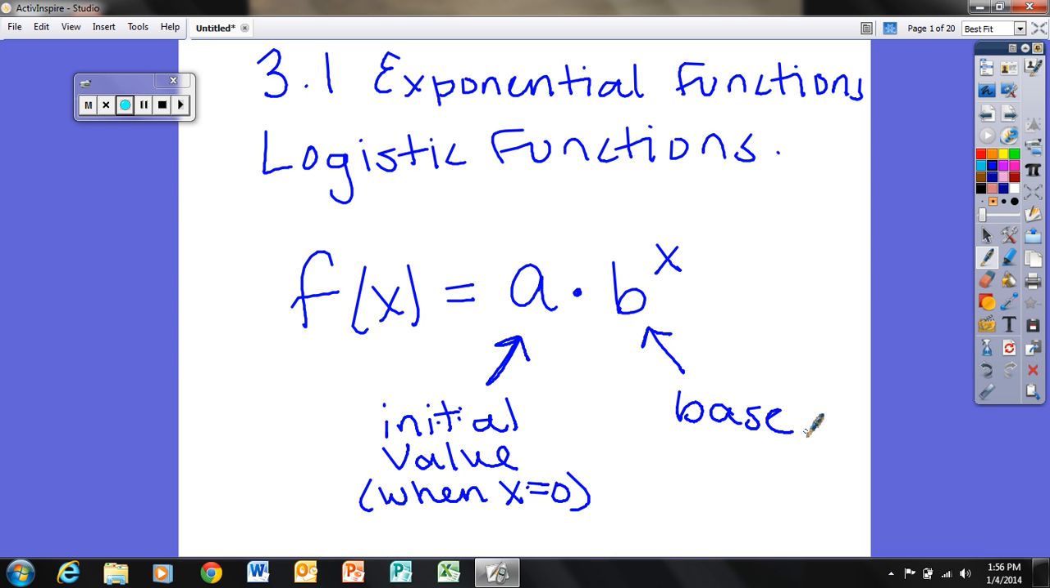Another thing about the initial value is that a lot of times it'll be written as something sub-zero, so maybe like p sub-zero or capital B sub-zero. The sub-zero always stands for initial value. So let's try a couple of examples of identifying exponential functions.